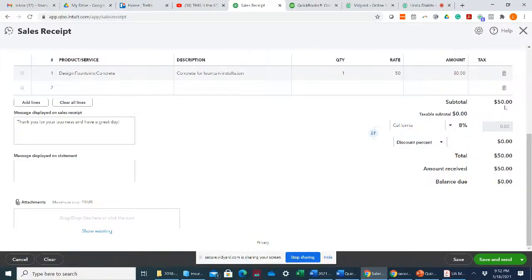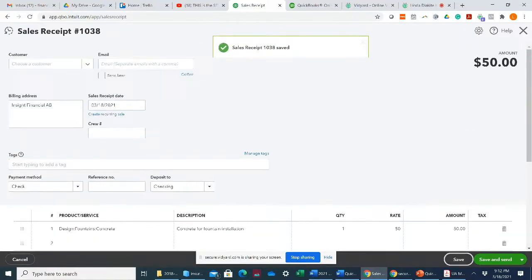As you can see, the subtotal is 50, total is 50, amount received is 50, balance due is 0. So the product or service was $50, you received $50, so there's nothing remaining. You want to make sure this is correct before you hit save and exit out. So total is 50, you received 50, the balance due is 0, and you click save.